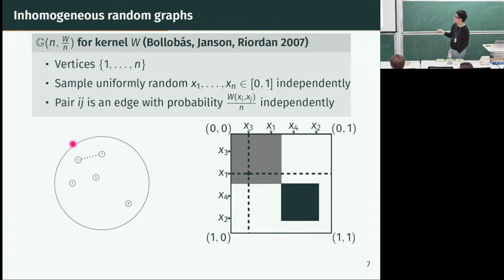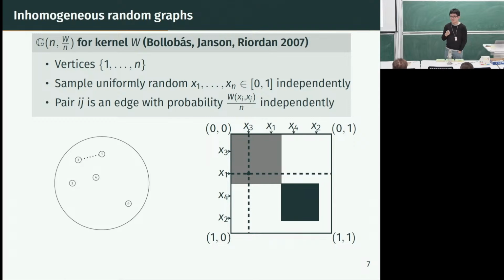I'm interested in this. So what I need to do is go into this kernel, look at x1, it's here, and look at the other axis to find x3, and now take the value at this point, which is precisely W(x1, x3), and then divide it by whatever n was. And then flip this coin that's extremely biased.